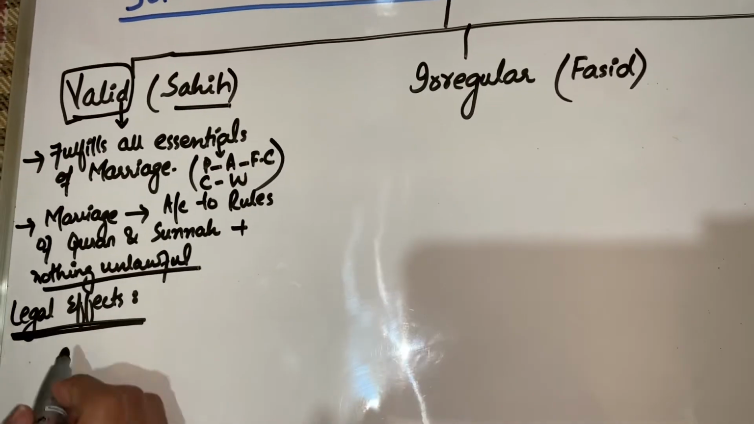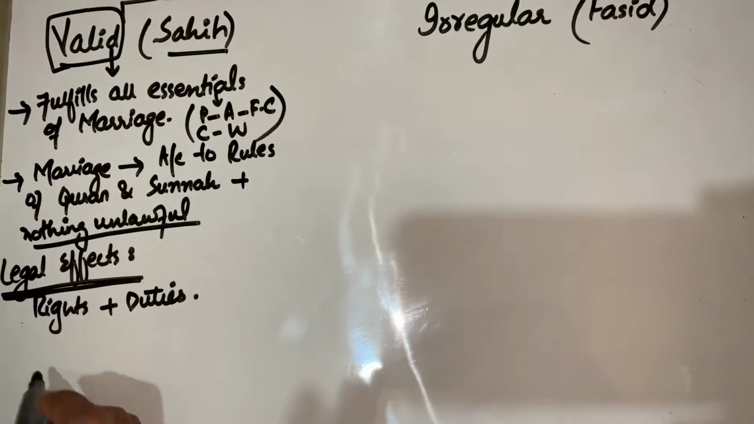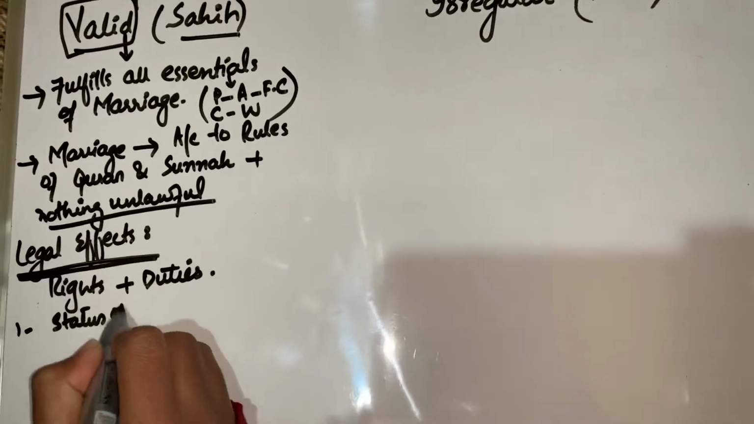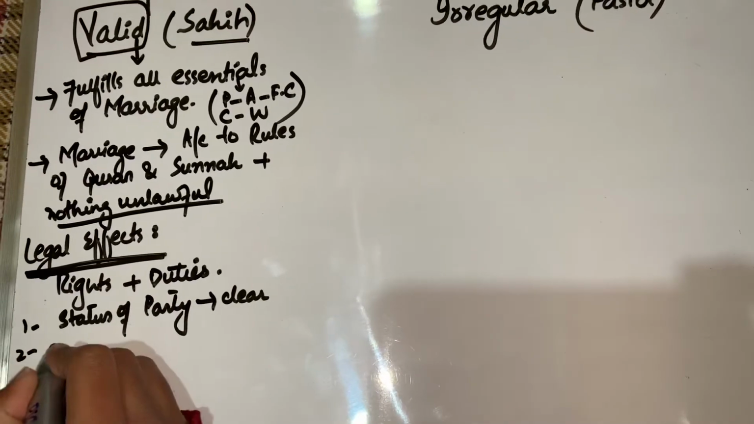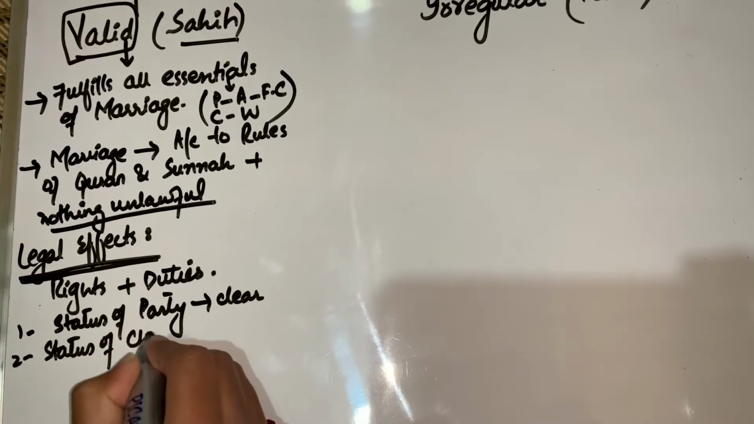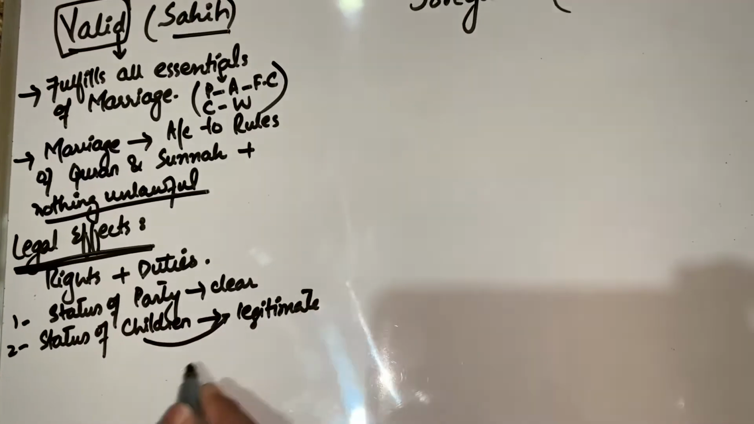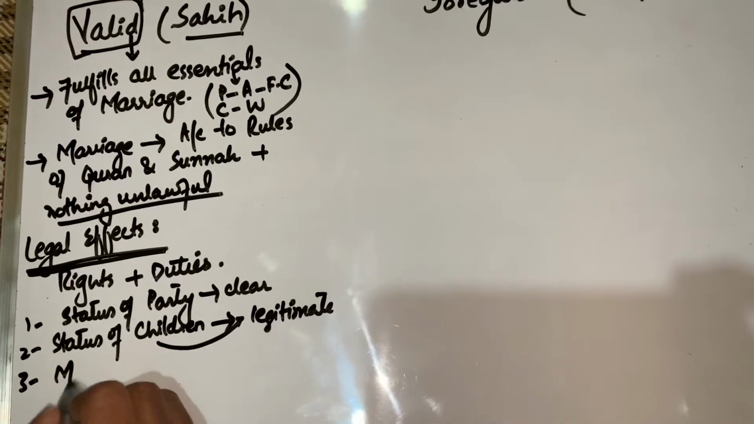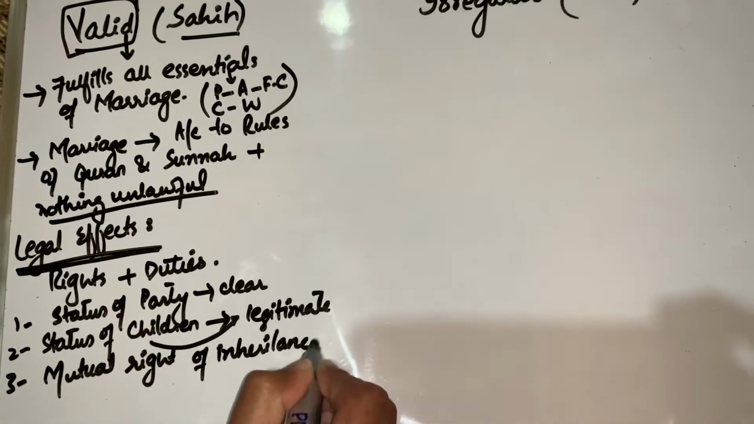The valid marriage creates rights and duties between the married persons. So we will discuss what are the rights and duties that valid marriage creates. Number 1, the status of parties shall be cleared. Number 2, the status of children shall be cleared, means the children should be legitimate. Number 3, mutual rights of inheritance are created.